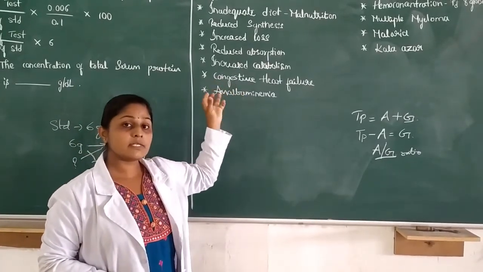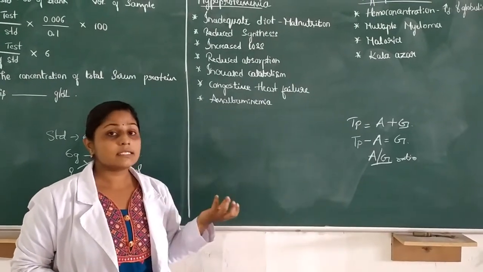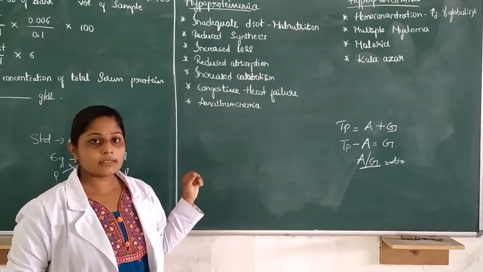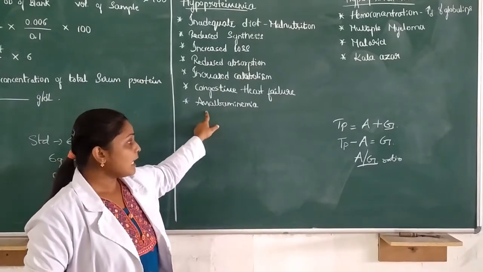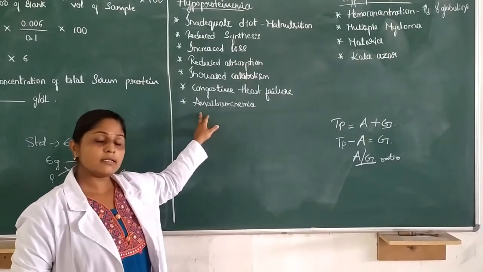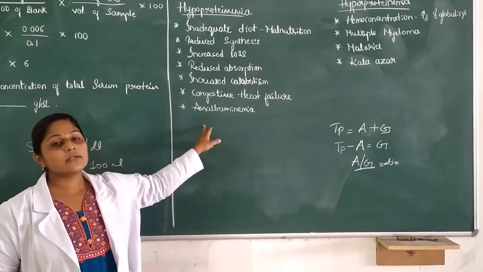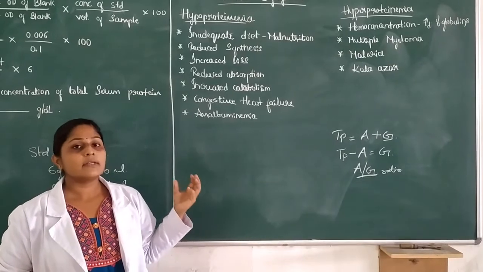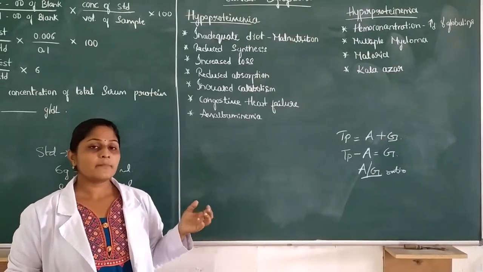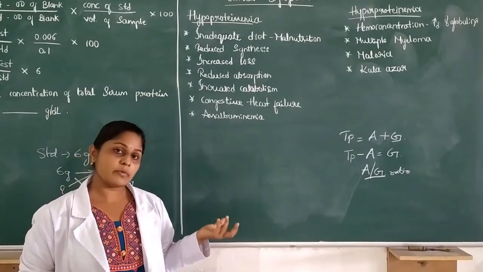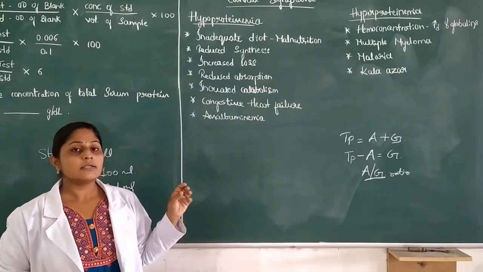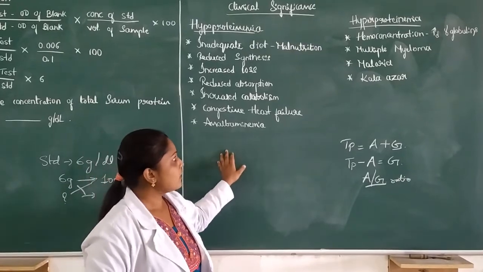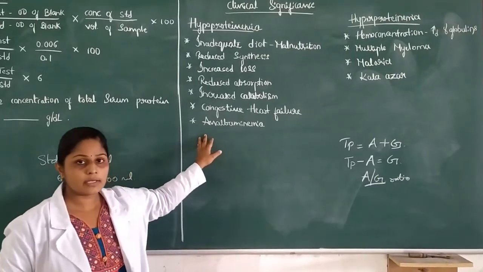So vascular congestiveness will be there, and that will lead to congestive heart failure. Then analbuminemia. This is a very rare condition, related to the gene that is responsible for synthesis of albumin. When the gene is mutated, it affects synthesis of albumin. The gene doesn't synthesize albumin at all. Okay, so this is about hypoproteinemia.